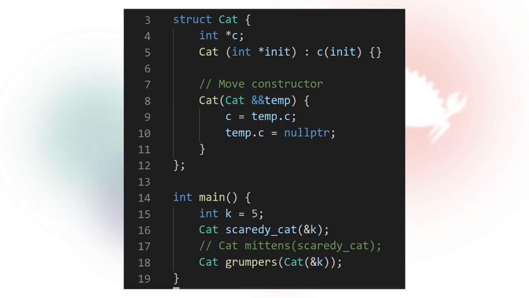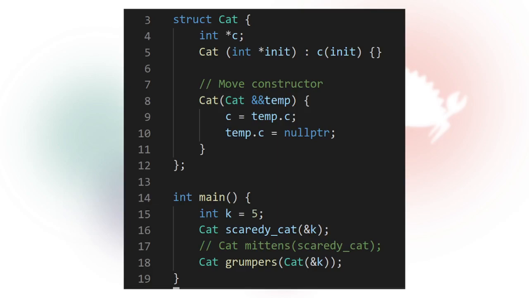Very standard stuff. And then here you have a move constructor. And here you have Cat. This constructor takes in a temporary Cat. This temporary Cat is denoted by the double ampersand. Let's not get too much into the syntax here, but it takes in a temporary object, and it literally just says my C is equal to temp C, and temp C is now nullptr. So we have effectively stolen the data from temp.